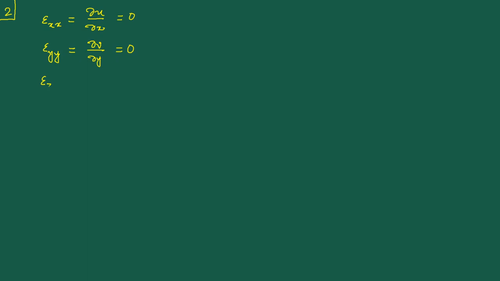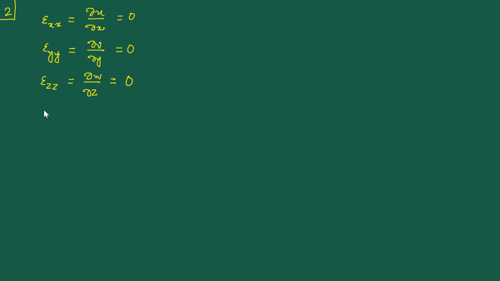Next, epsilon zz, that is del w del z. But we have already taken, as part of our kinematical hypothesis, that w is equal to kappa, and kappa is a pure function of x and y, that is, it is independent of z. So w is independent of z, so del w del z is equal to 0.